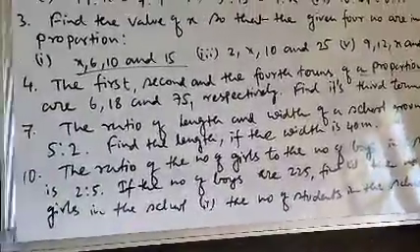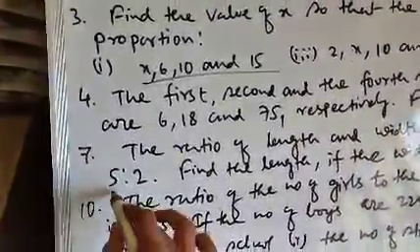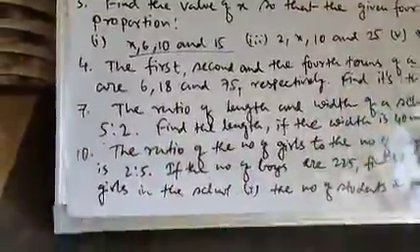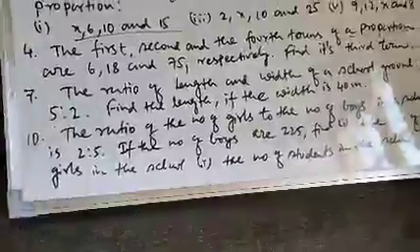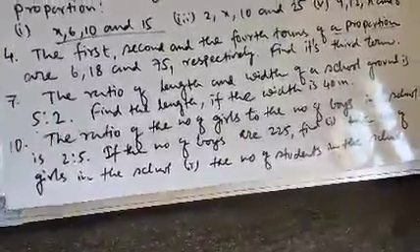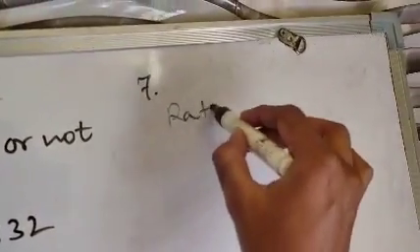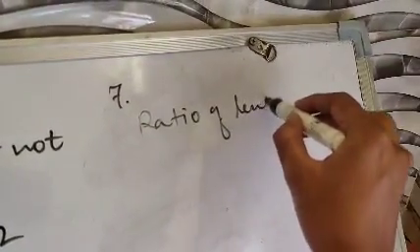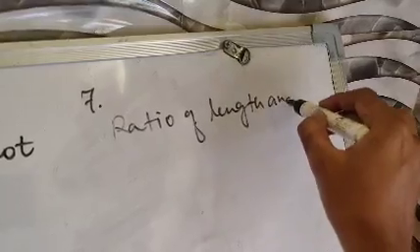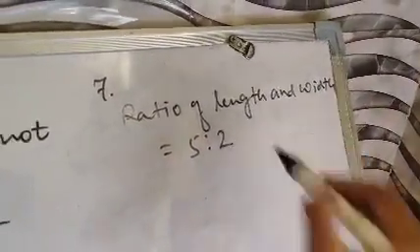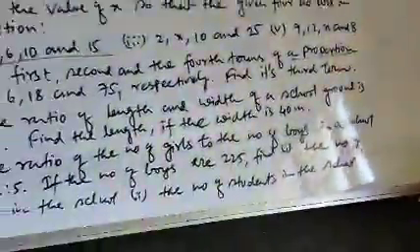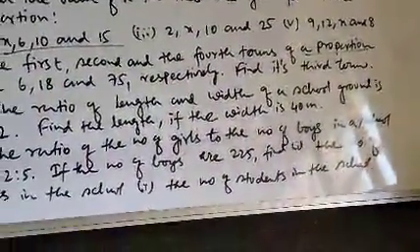The ratio of length and width of a school ground is 5:2. That means if length is 5 meter, the width will be 2 meter. We have to find out the length if the width is 40 meter. So the ratio of length and width is equal to 5:2.